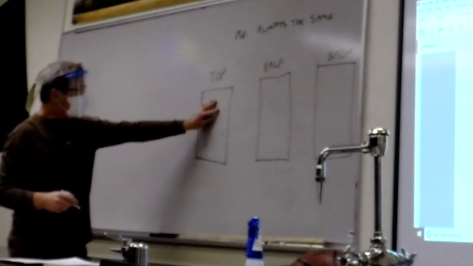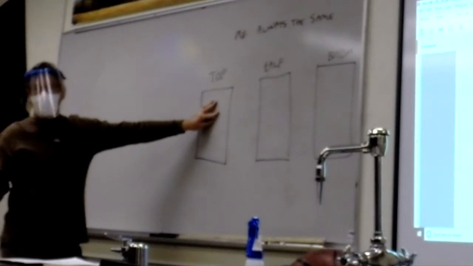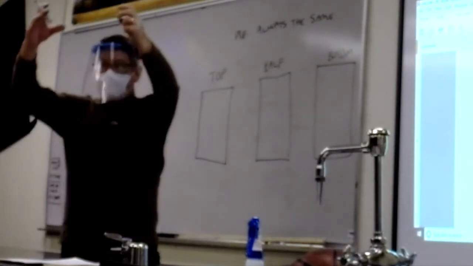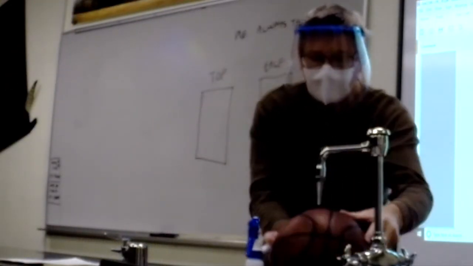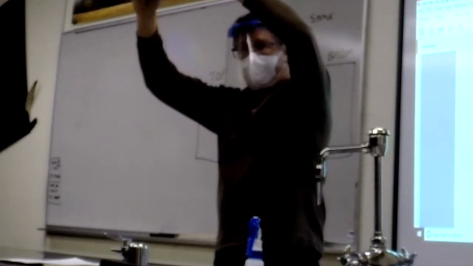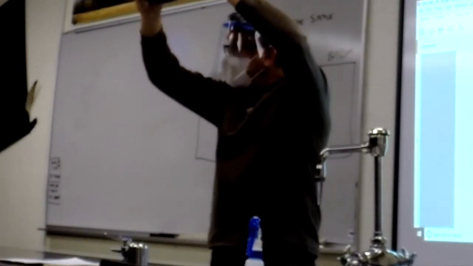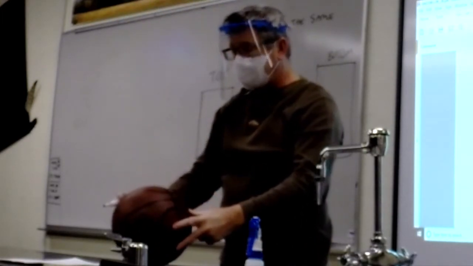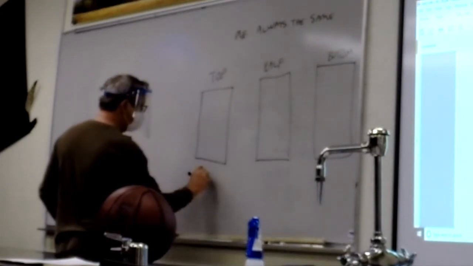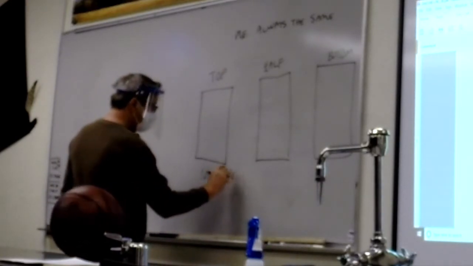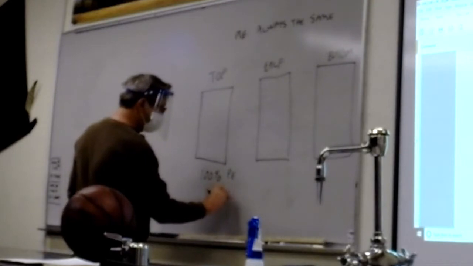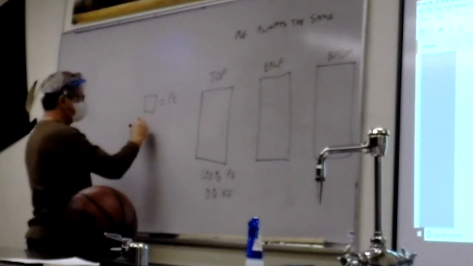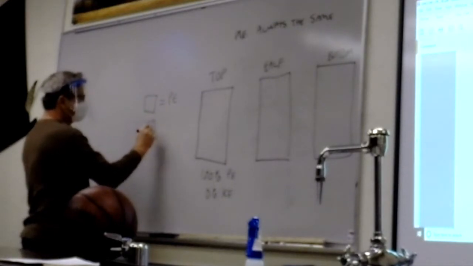So if this is the top before I dropped the basketball, what percent of energy was potential, what percent was kinetic? I'm holding the ball up here, getting ready to let go of it. What percent is potential right now? What percent is kinetic? 100%. All of it. Potential, yeah. So here, it's 100% potential and 0% kinetic.